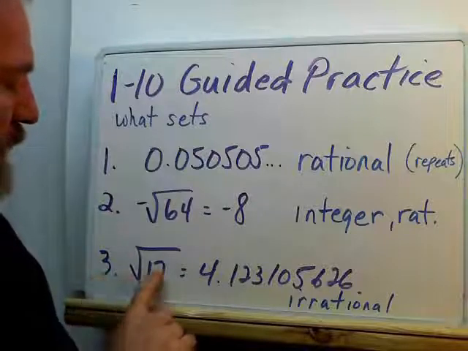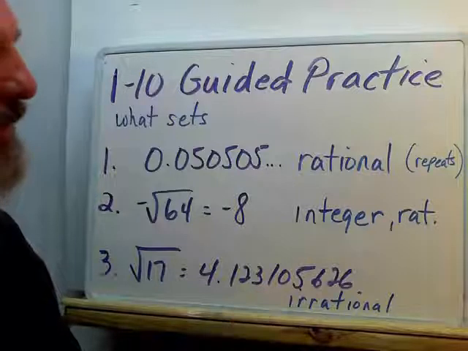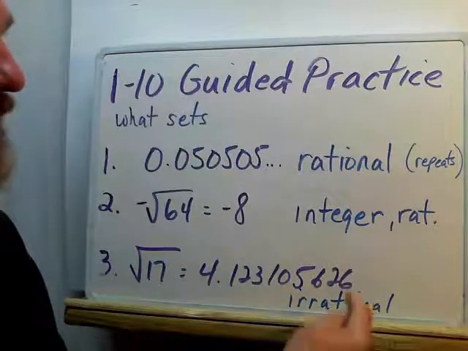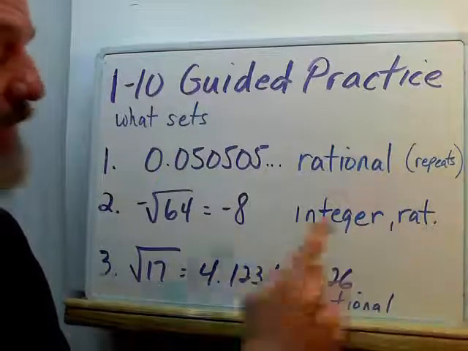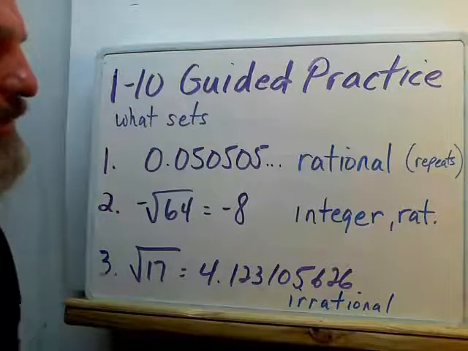Number 3, we have the square root of 17 equals, put that in a calculator, and we get 4.123105626, and it fills the screen, and it does not repeat. It does not repeat or terminate. In other words, that makes it irrational.